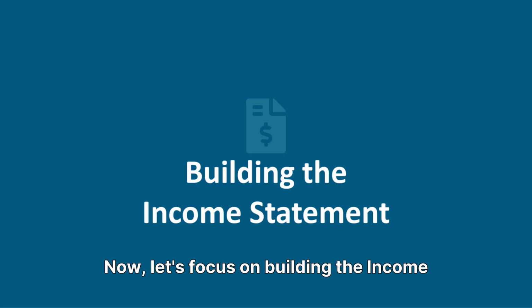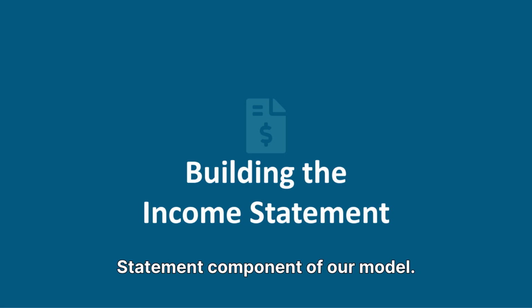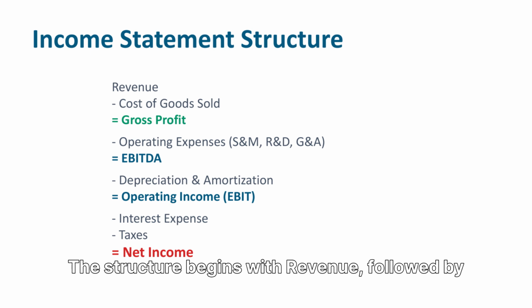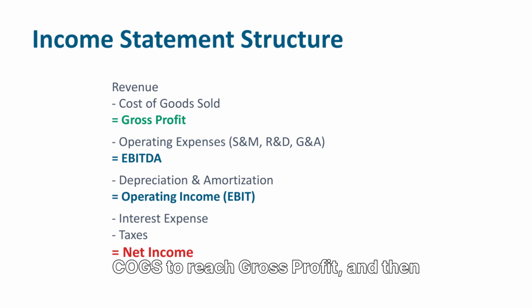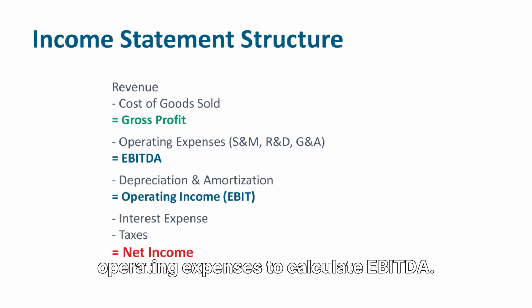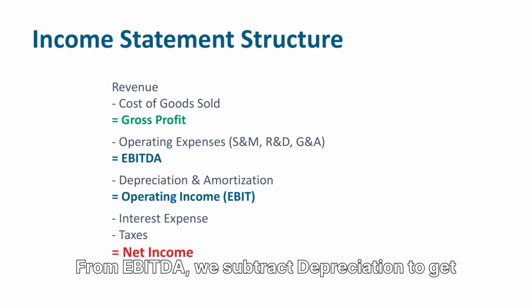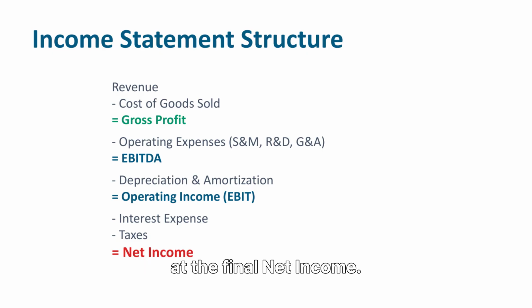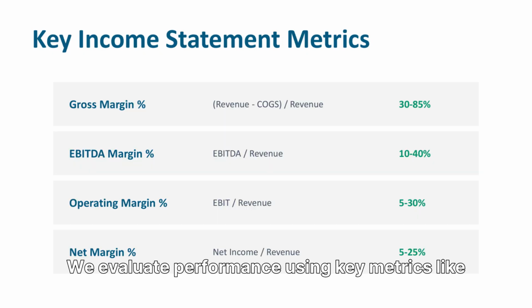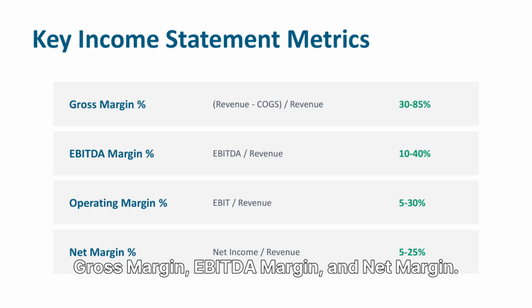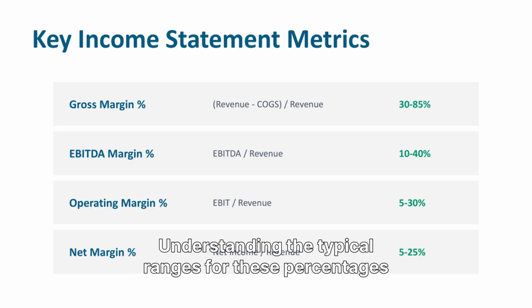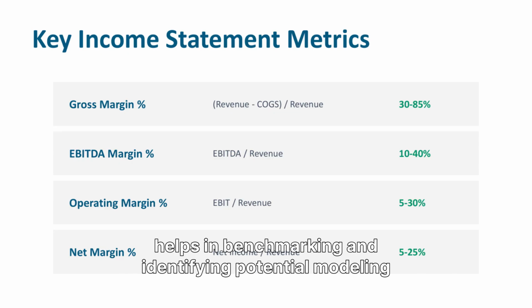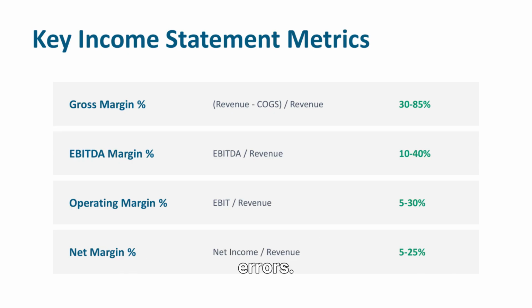Now, let's focus on building the income statement component of our model. The structure begins with revenue, followed by COGS to reach gross profit, and then operating expenses to calculate EBITDA. From EBITDA, we subtract depreciation to get EBIT, then interest and taxes to arrive at the final net income. We evaluate performance using key metrics like gross margin, EBITDA margin, and net margin. Understanding the typical ranges for these percentages helps in benchmarking and identifying potential modeling errors.